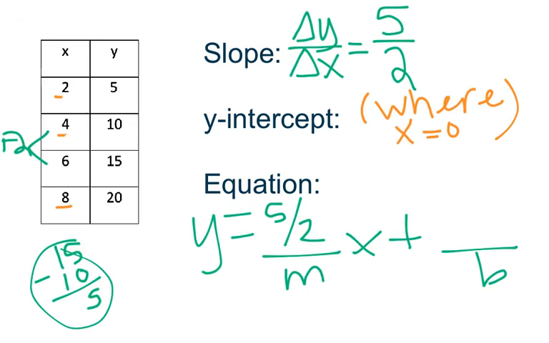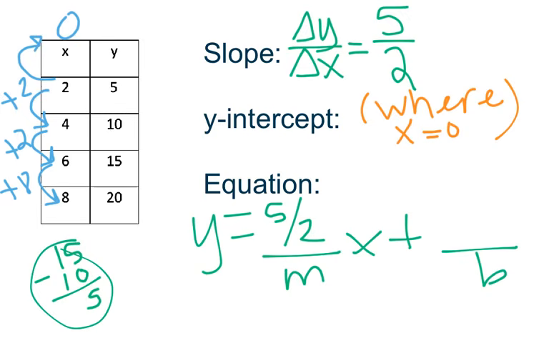So let's make this really nice and clean so we can see what's going on here. This table is going up by 2's every time. So it's going from 2, adding 2 and going to 4, then adding 2 and going to 6, and then adding 2 and going to 8. So I wonder if we go backwards, instead of adding 2, we would be at 0. That would be where we would need to find our y-intercept.